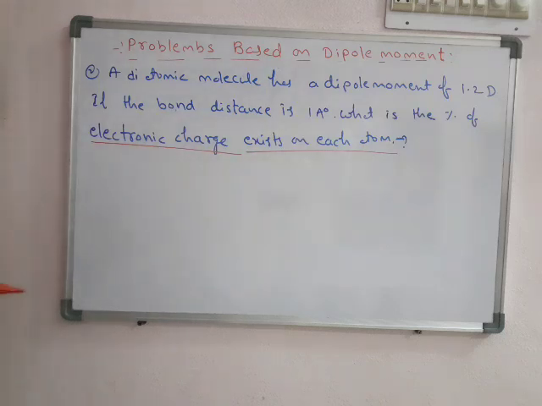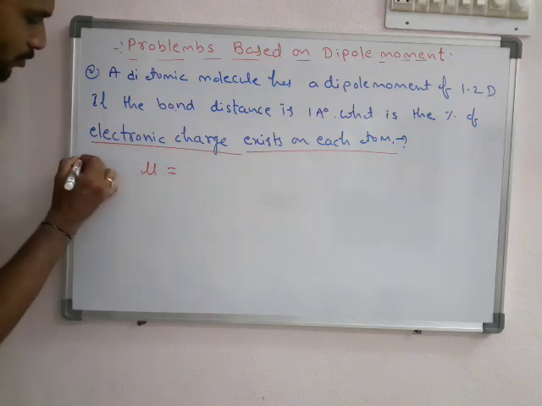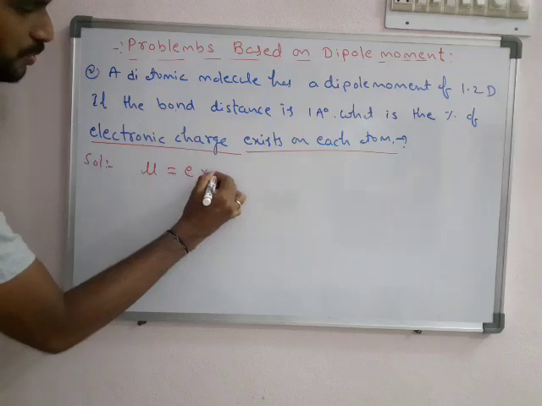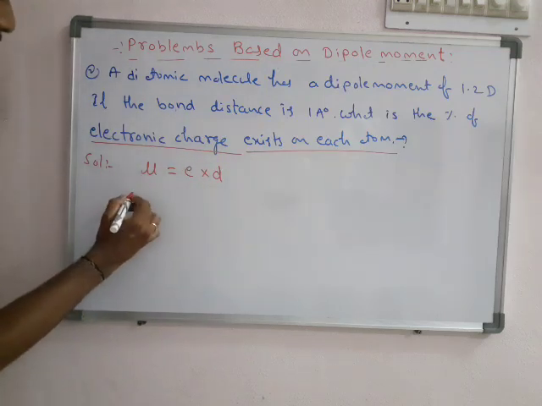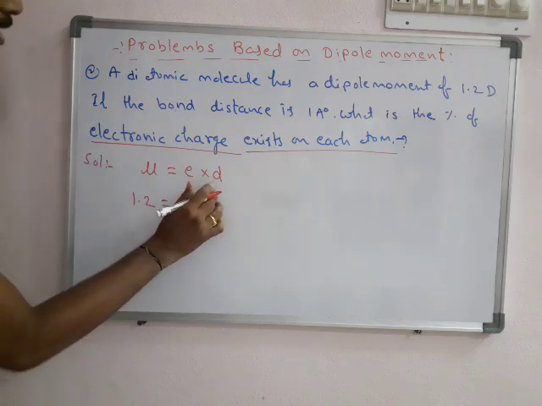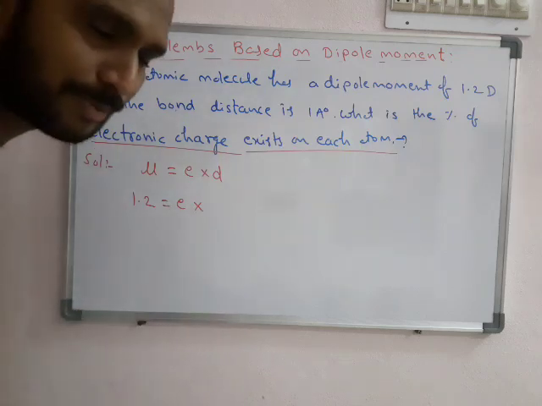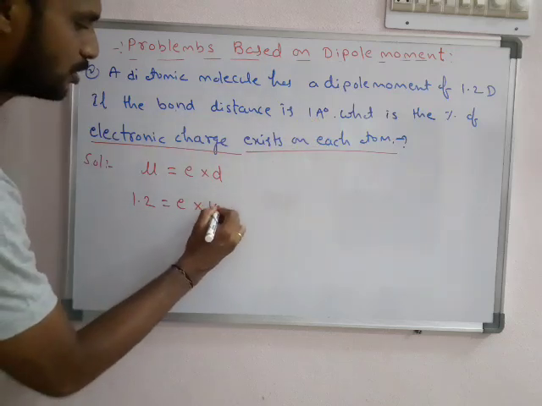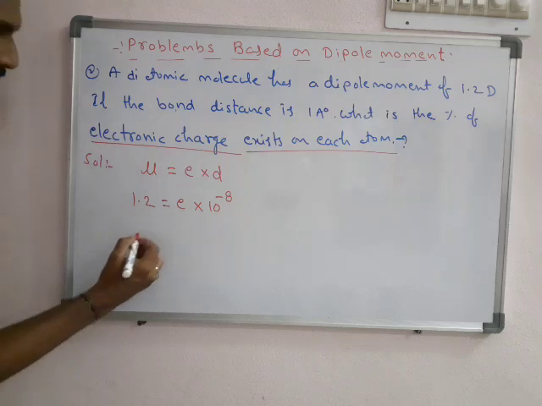Let's see the normal dipole moment formula. What is the dipole moment formula? Dipole moment is equal to charge into distance. The dipole moment is given as 1.2 D, equal to charge into the distance, 1 angstrom. Generally we should take angstroms in centimeters or meters. So 1 angstrom means 10 to the power of minus 8 centimeters. So then what is the charge now?